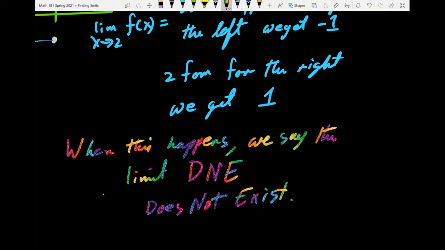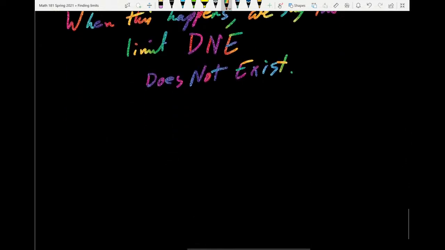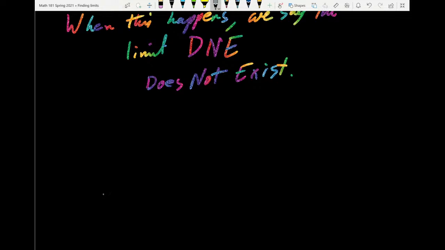So they have to approach the same point. And also they cannot approach the same infinity. Infinity is not a point that you could reach, so therefore it doesn't even work. So let's look at another problem. Let me see, can you guys see this color?